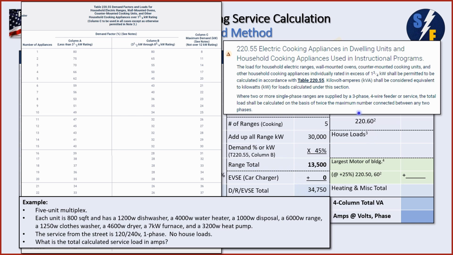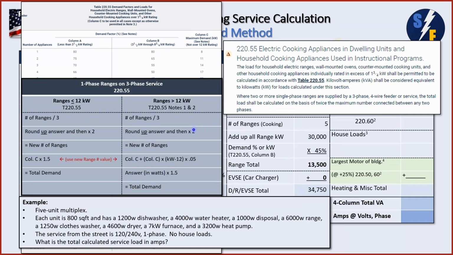Okay, now going back up here and finishing this off, again, it has the same sentence that we had for the dryers. It says where 2 or more single-phase ranges are supplied by a 3-phase 4-wire feeder or service, the total load shall be calculated on the basis of twice the maximum number connected between any 2 phases. So again, here is the table for that. And this is actually a simplified table.